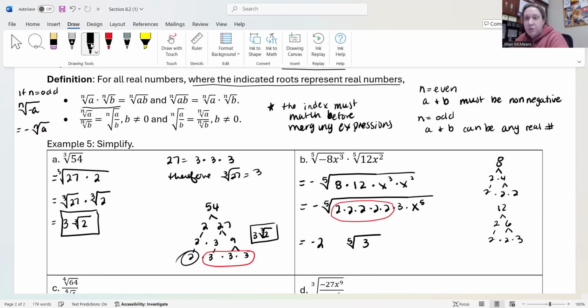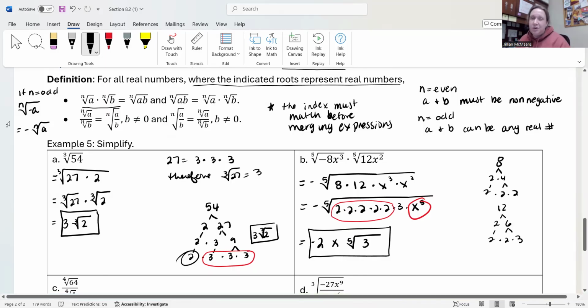But let's see what happens with our variables. Well, x to the 5th is x times itself 5 times. So this is a group of 5 x's. That means an x can come outside the radical. So this is going to simplify as negative 2x times the 5th root of 3. Okay, so we don't need to do anything too crazy. I want you to understand the idea of simplifying, but I promise when you get to your pre-calculus class, you're not going to see anything too wild, but you do need to know how to simplify, okay?